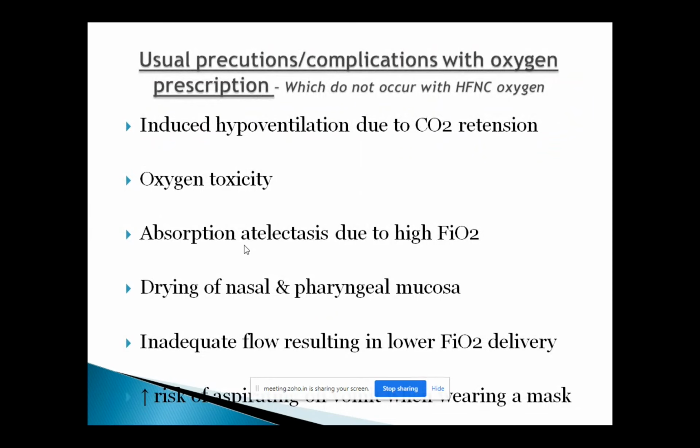So, the usual precautions and complications with oxygen prescription. Imagine the precautions and complications with normal oxygen therapy, which I discussed before, which do not occur with high flow nasal cannula oxygen therapy, which is OptiFlow: induced hypoventilation due to CO2 retention. There is very little chance of CO2 retention because you are giving the exact amount of fraction of inspired oxygen, and you have control over it. You know exactly how much the patient is getting.